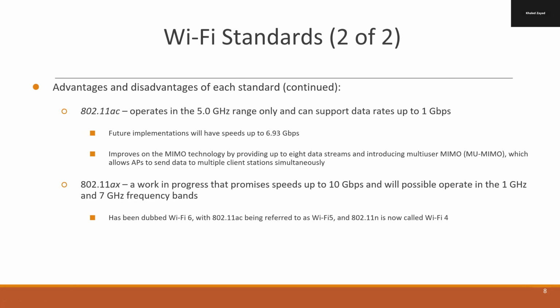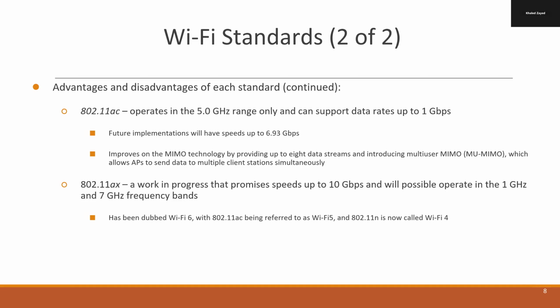802.11ac operates in the 5 gigahertz range and can support data rates up to 1 gigabit per second. Future implementations will have speeds up to 6.93 gigabits per second for the 802.11ac standard. And AC improves on the MIMO technology by providing up to 8 data streams, introducing multi-user MIMO, which allows access points to send data to multiple client stations simultaneously.